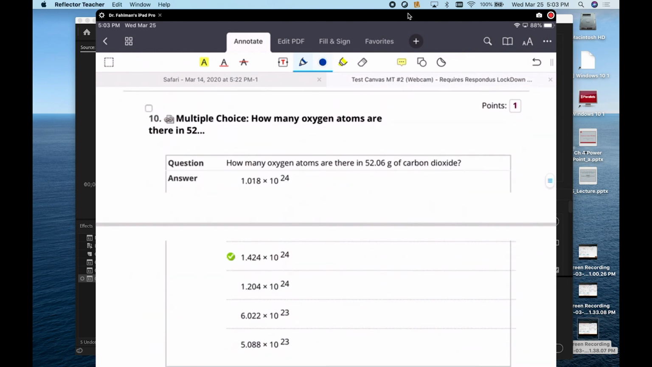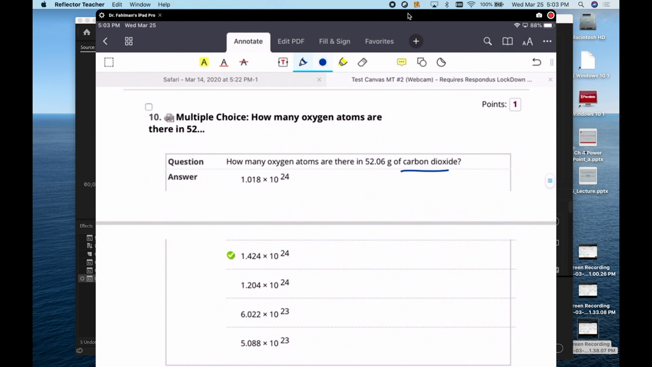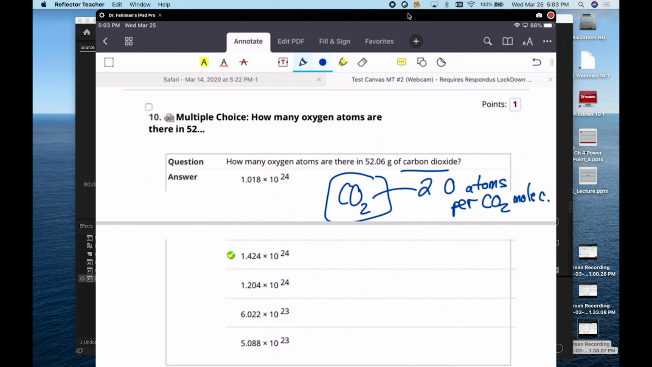How many oxygen atoms are there in so many grams of CO2? This is like the other one. We had one like it earlier in the exam with the anions, and there's one on the practice exam. So for CO2, there are 2 oxygen atoms per CO2 molecule. So first 52.06 grams, and then divided by 44 grams per mole, which is the molar mass, 2 times 16 plus another 12. 52.06 divided by 44, and so we have 1.18 moles of CO2.